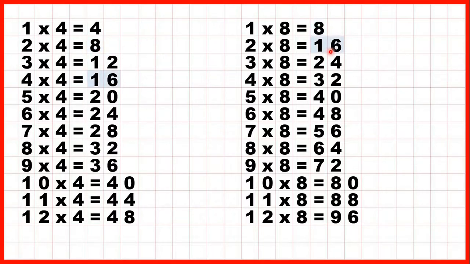2 times 8 is the same as 4 times 4. 3 times 8 is the same as 6 times 4. 4 times 8 is the same as 8 times 4. 5 times 8 is the same as 10 times 4. 6 times 8 is the same as 12 times 4, because notice double 6 is 12 and half of 8 is 4. And all of these other numbers in our 8 times table would be in our 4 times table as well if we kept going past 12 times 4.